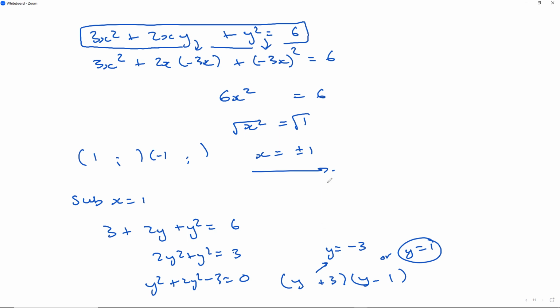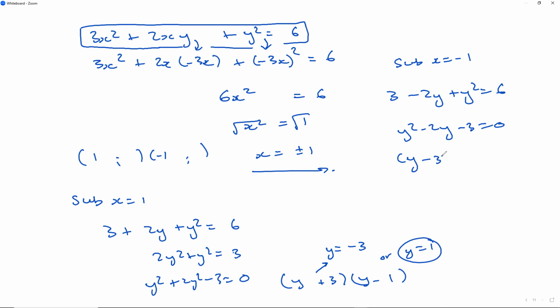I do exactly the same thing when I substitute x equals negative 1 in there, and I get 3 minus 2y plus y squared equals 6, and so that becomes y squared minus 2y, and if I move 6 over, it's going to become 3 minus 6, which is negative 3, and so that becomes y minus 3, y plus 1 when we factorize that. y equals 3, or y equals negative 1.